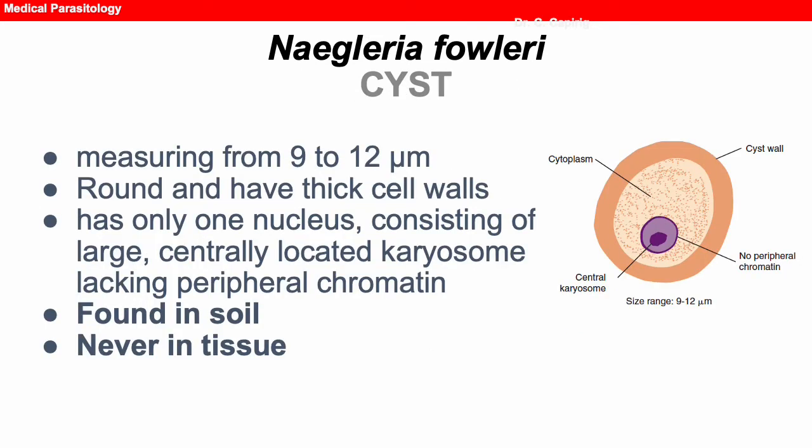Now, the cyst form of Naegleria fowleri, it measures around 9 to 12 microns. They are round and have thick cell walls. It has only one nucleus consisting of a large centrally located caryosome lacking peripheral chromatin. They are usually found in soil and never in tissue.